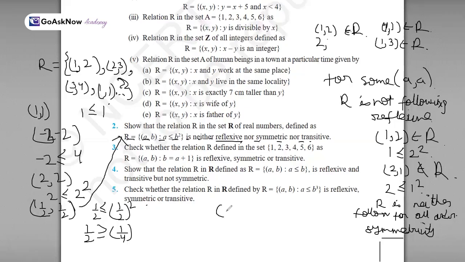Suppose I have (-4, -3) belonging to R. Is it? Yes, it is true. And (-3, -2) belongs to R.